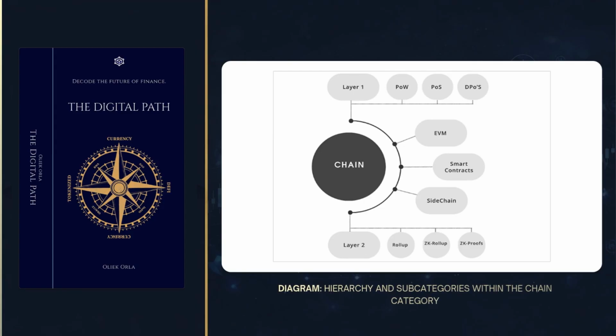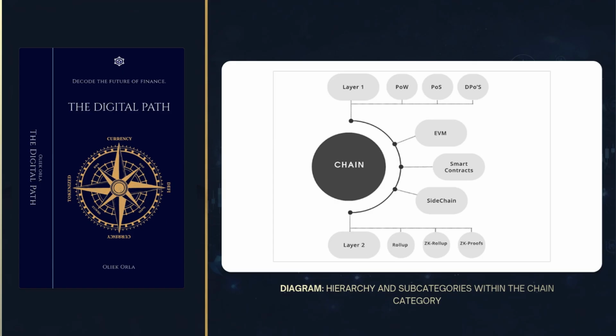Sidechain. This subcategory includes independent blockchains that operate alongside a main network and have their own consensus mechanisms. Sidechains enable the transfer of assets between networks, reduce the load on the main blockchain, and allow experimentation with new features without risking the stability of the primary network. Examples: Polygon POS, Gnosis Chain, and Ronin.